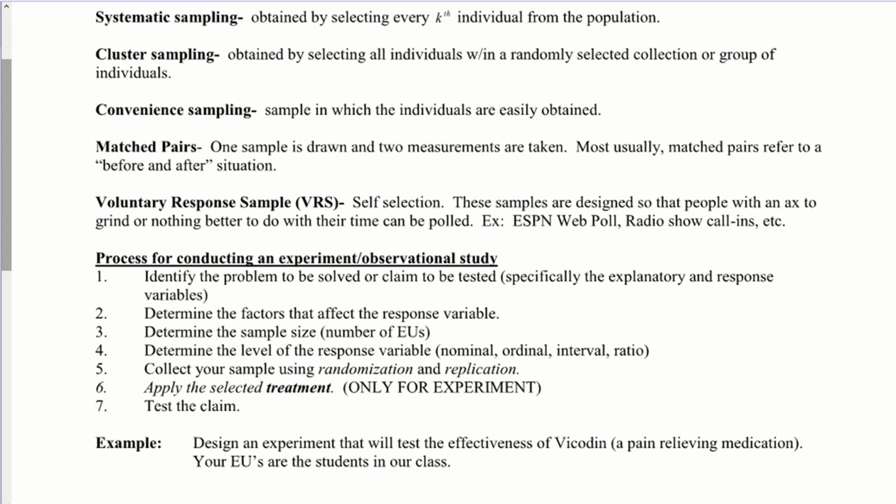Cluster sample: obtained by selecting all individuals within a randomly selected collection group of individuals. So it's like blocking when you break the population up into different categories. But in cluster sampling, you're taking the entire, like one entire cluster. All right, so it is important to know that each cluster must be representative of the population.